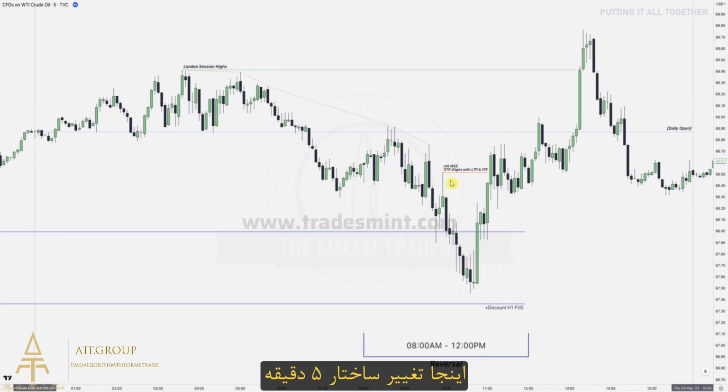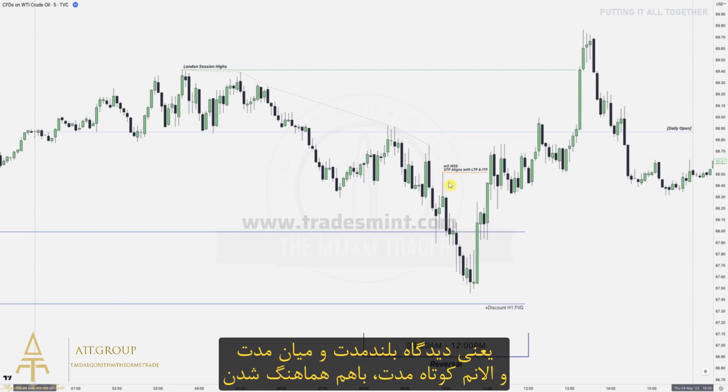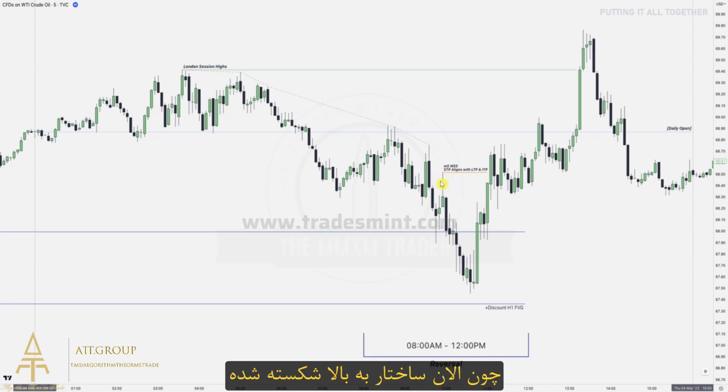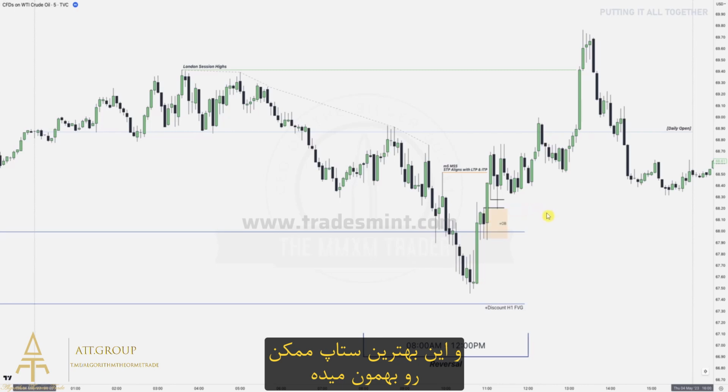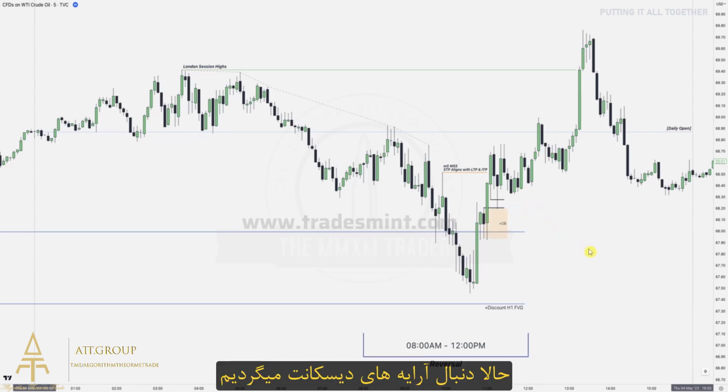We got that 5-minute structure shift. So now we have everything in line, right? Long term, intermediate term, and then that short term perspective is in line right now too, because we're breaking structure upwards, right? So all the time frames are in line, and now this gives us the most high probability trade setup you can get. Draw out your discount arrays, right?